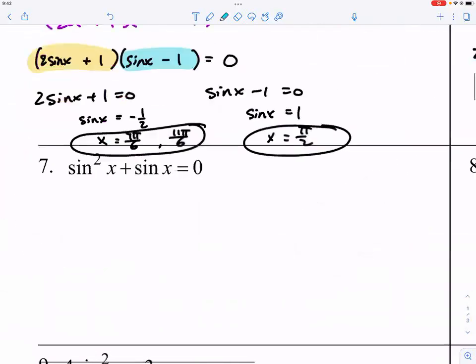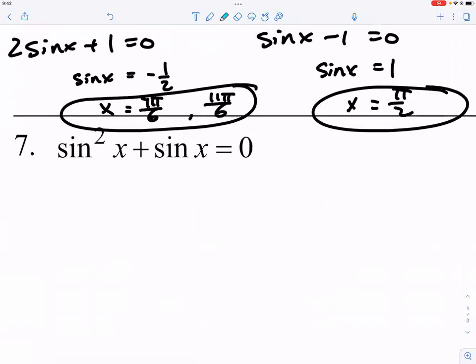Now number 7. A lot of people got freaked out by number 7, but number 7 is actually quite easy. What could you do with number 7? Just factor out the sine x. Don't get scared because there are only two terms. It's actually pretty straightforward.